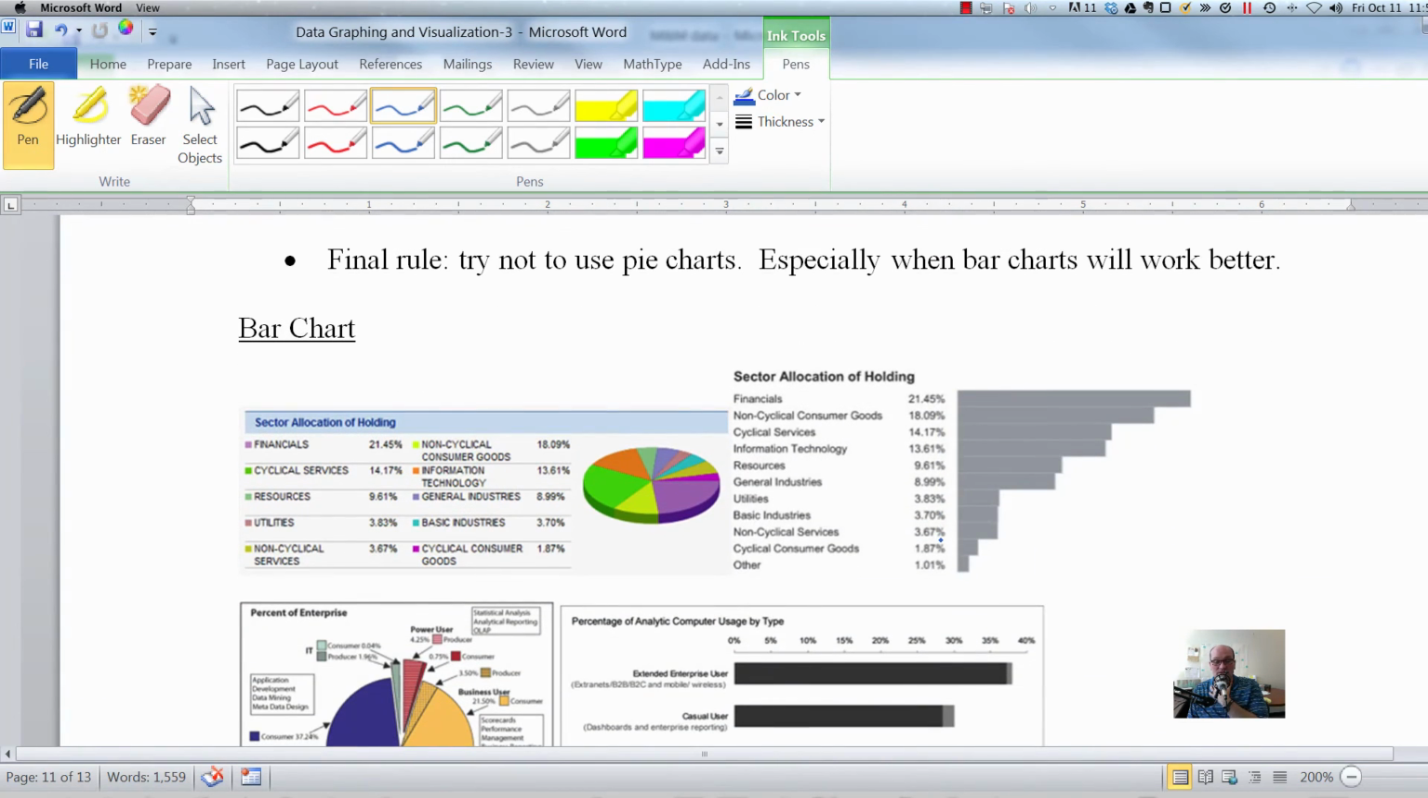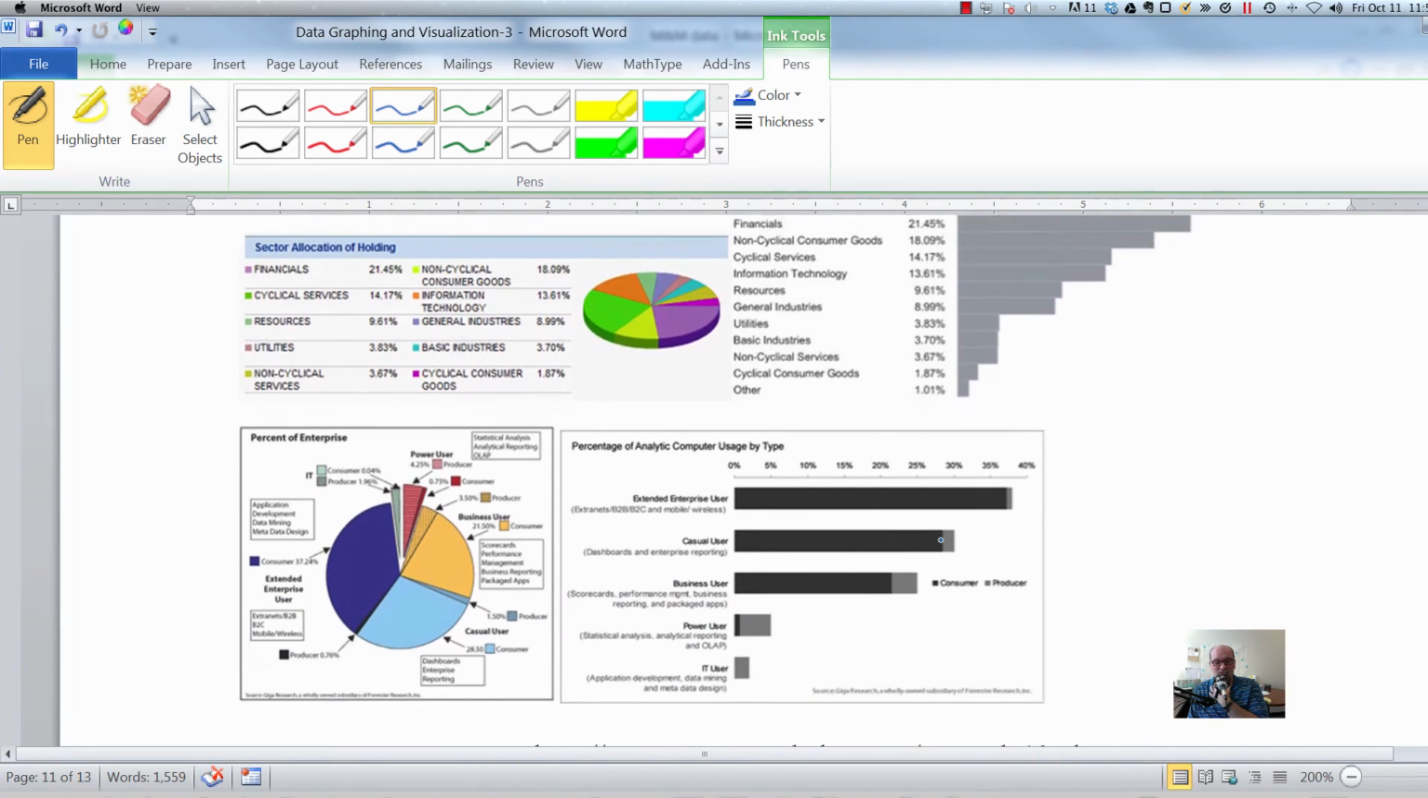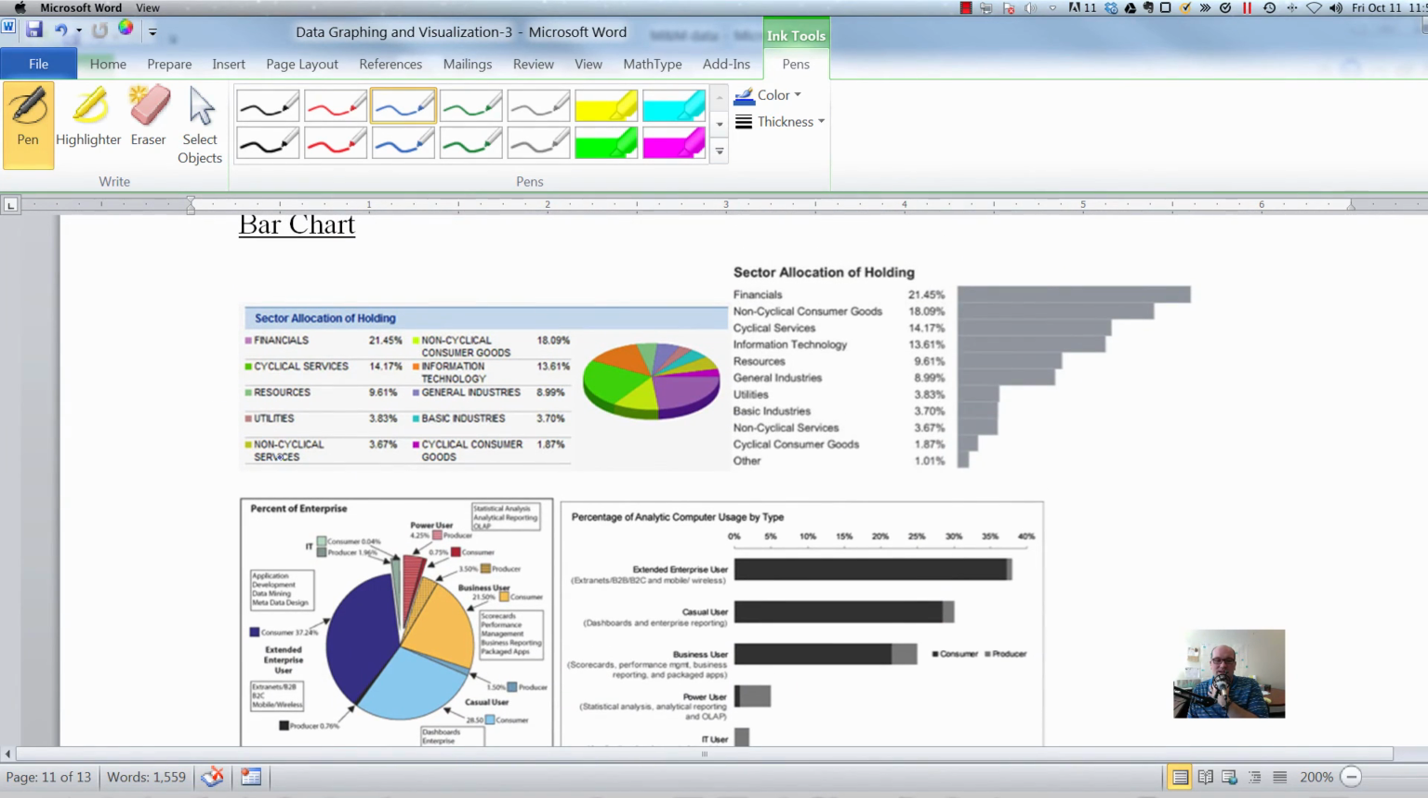Final rule, don't use pie charts, especially when bar charts will look better. So here are a few examples of the exact same data in pie charts. Lots of stuff going on here. It's pretty hard to really know what's happening. In fact, this one right here says it's 14.17%. I think that's that color, right? Which is a little weird. I don't quite get it, because here's another one that's like the light green, which I think is this one, and it says it's 18%. It just doesn't make sense. Something goofy's going on.